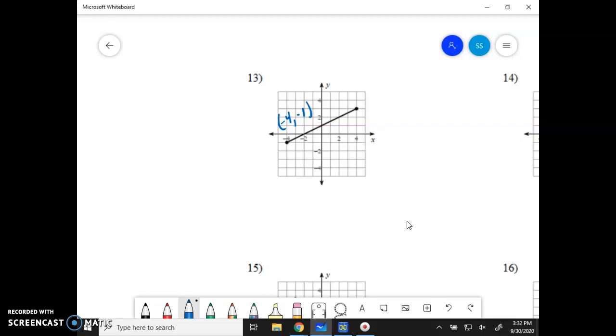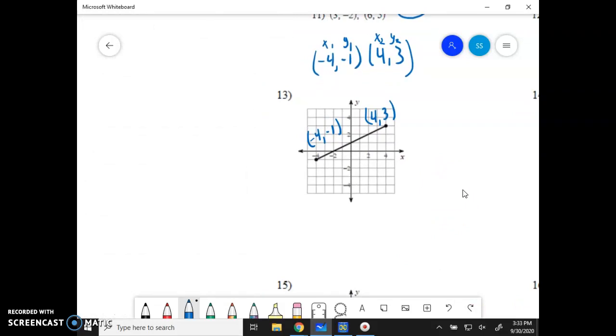Okay, so I'm going to write this up here. -4, -1, x1, y1. That'll be my first set of points. And then this point here, we go over 4 and up 3. So this is (4, 3). So I'm going to write this x2, y2, sorry. There we go.